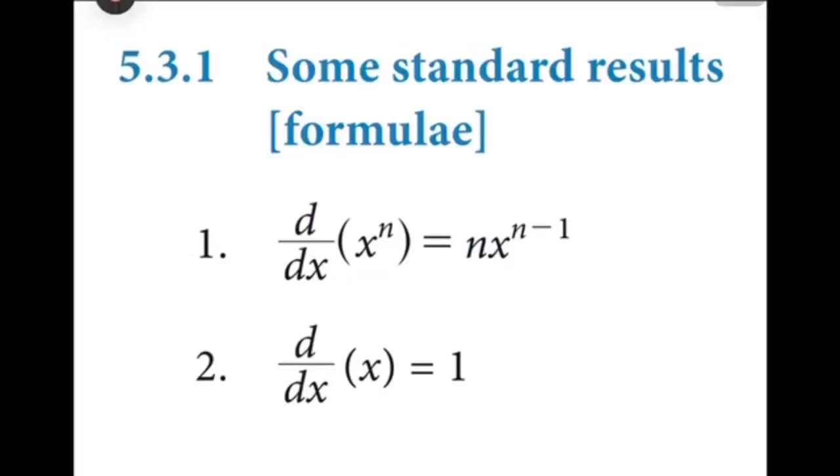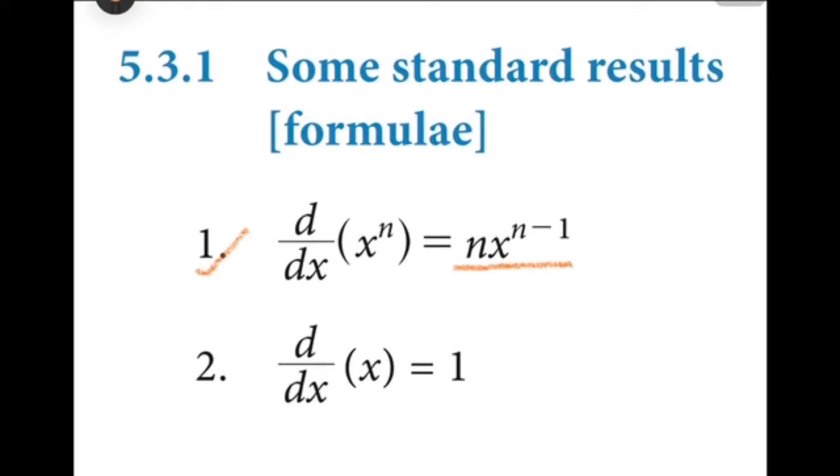First and very important one: d by dx of x to the power n is equal to n into x to the power n minus 1. So, if we find the derivative of a function with power n, then we can write it as n x to the power n minus 1.